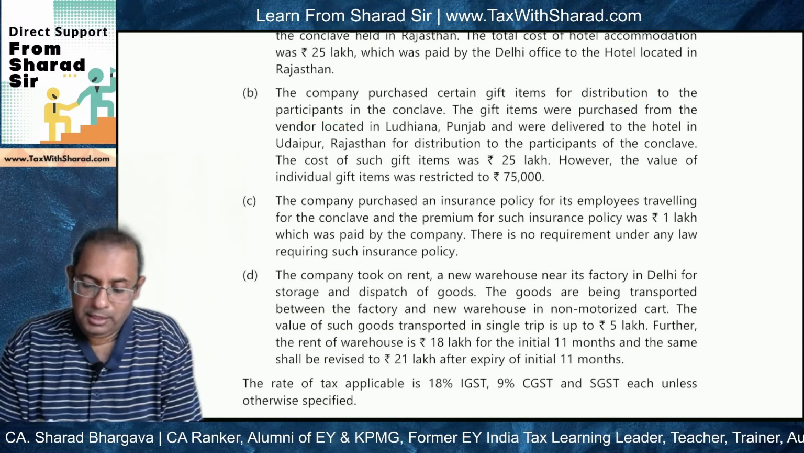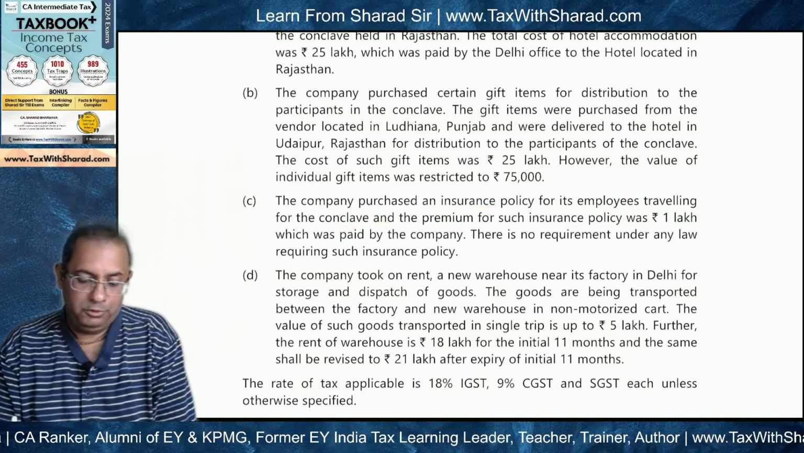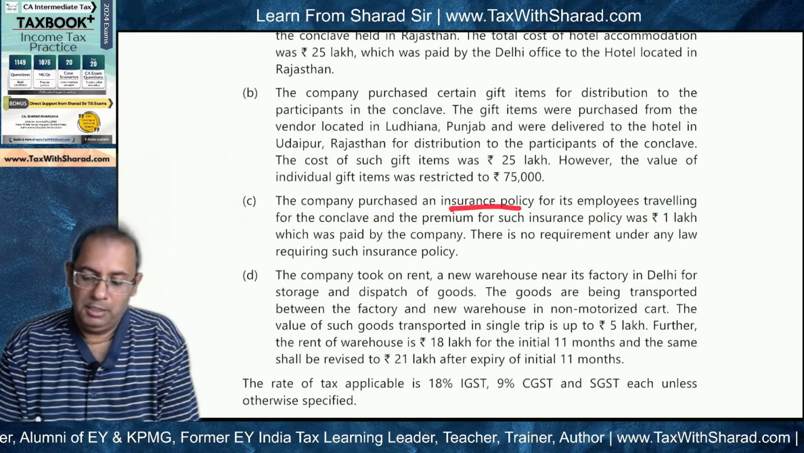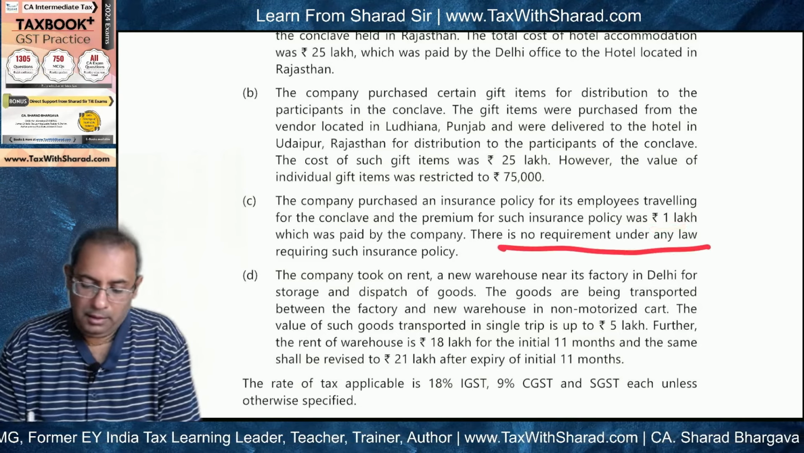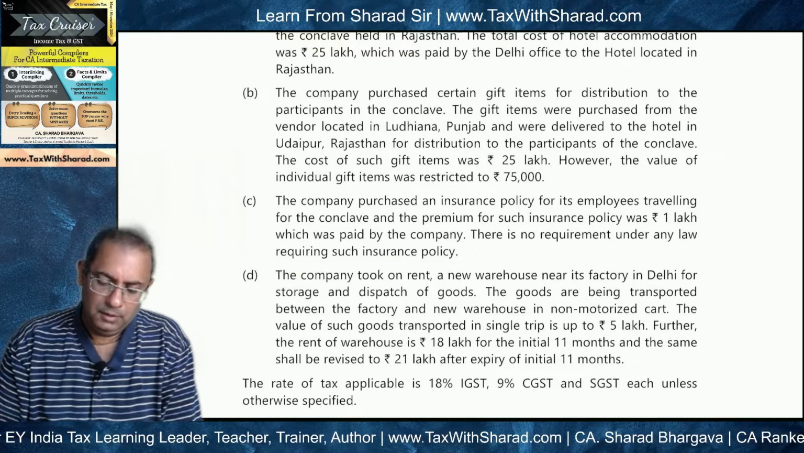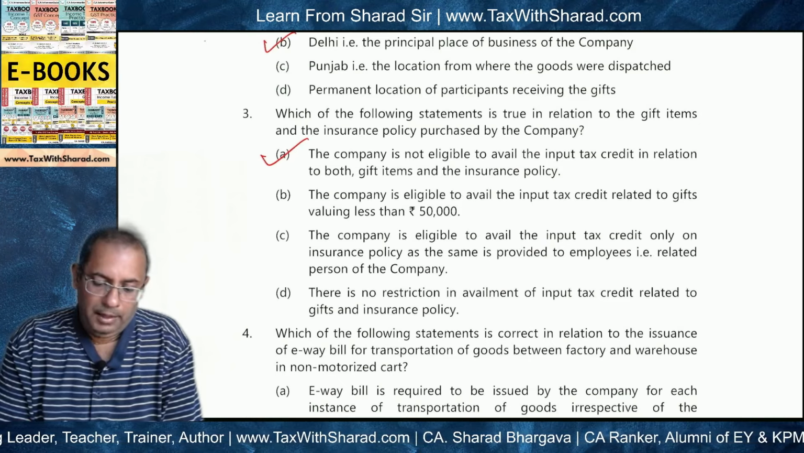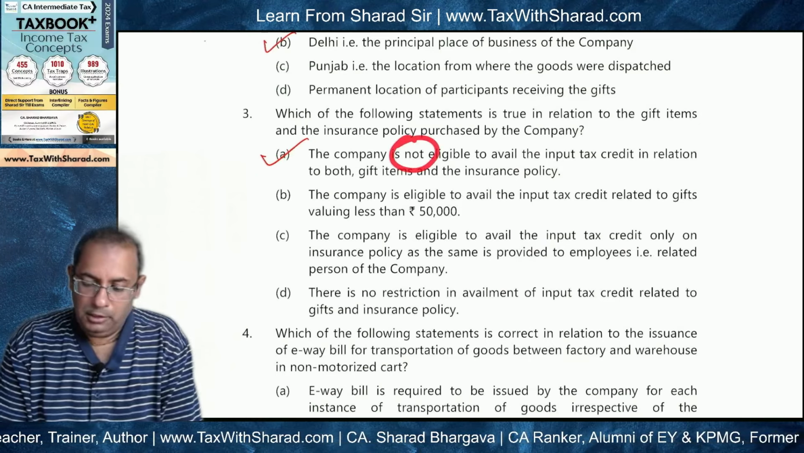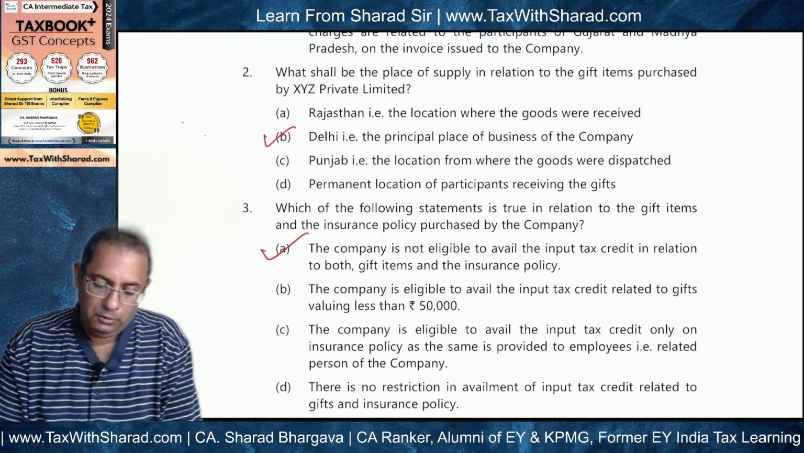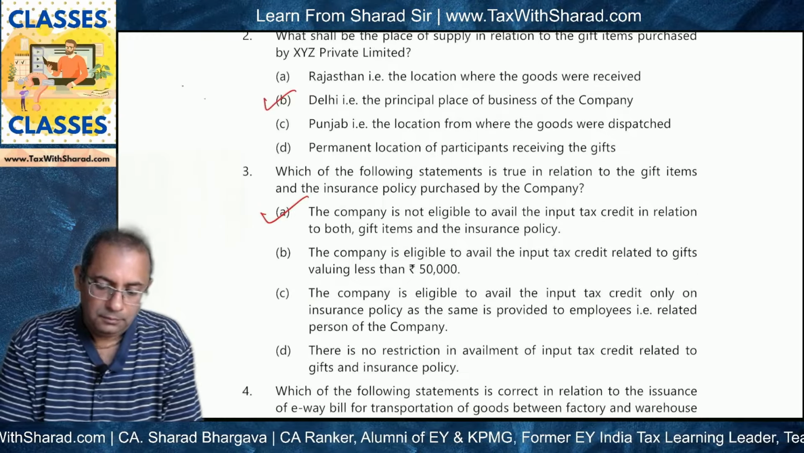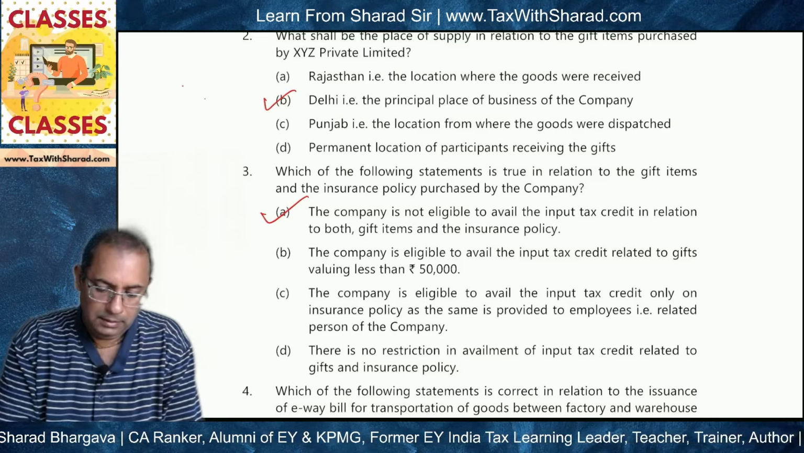Point number C, the company purchased an insurance policy for its employees traveling for the conclave. So in addition to distributors, employees of the company are also traveling to the conclave, and for which the company has purchased an insurance policy, and the premium was 1 lakh, which was paid by the company. There is no requirement under any law requiring such insurance policy. Okay, so we are asked as to which of the following statements is true, and basically option A is correct, which is the company is not eligible to avail ITC in relation to both the gift items and the insurance policy.